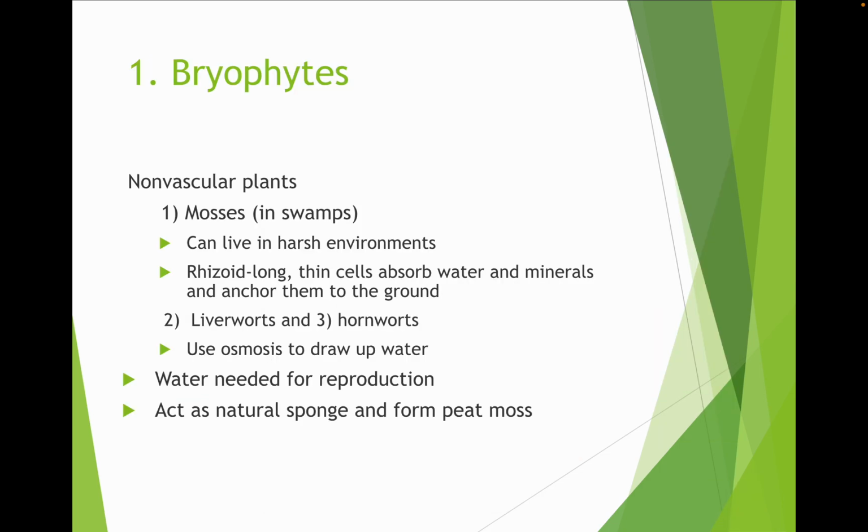Okay. So let's talk about the first one, the bryophytes, the first to evolve on land. They are what we call non-vascular, and think about vascular, our vascular system contains blood vessels, right? So these don't have vascular tissue. Mosses we find in swamps. They live in harsh environments. Rhizoids, long, thin cells, absorb water and minerals and anchor them into the ground. There's also liverworts and hornworts in this group of bryophytes. They use osmosis to draw up water. Okay, water is needed for reproduction and it acts as a natural sponge and forms peat moss.